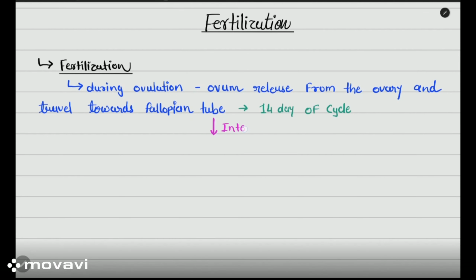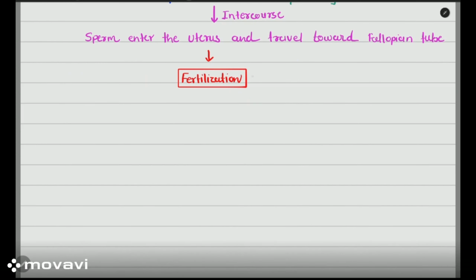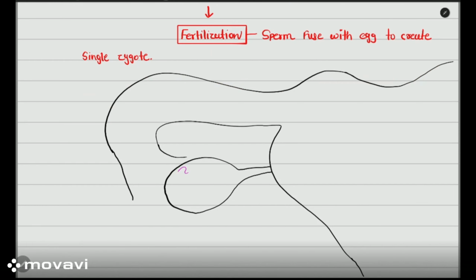Now, if intercourse occurs during this time, millions of sperms enter the uterus and travel toward the fallopian tube, where the egg is waiting. When a sperm successfully fuses with the egg, fertilization occurs. Fertilization is the process in which a sperm combines with the ovum to form a single cell called a zygote. This zygote will later develop into an embryo. Here we can see sperms are coming from the uterus towards the egg in the fallopian tube. But it's not only one sperm, there are millions of sperms that will come to the egg.